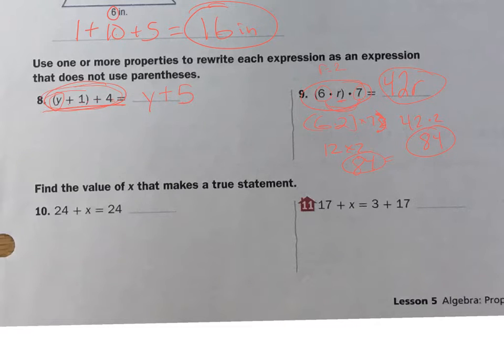Now, let's look at 10. We want to find the value of x that makes this a true statement. 24 plus what equals 24? Well, I know that anything plus 0 is the other number. So if this is 0, then 24 will be that side. So x equals 0. On this one, we have 3 plus 17. I have 17 plus, based on the commutative property, that could be a 3. X equals 3.